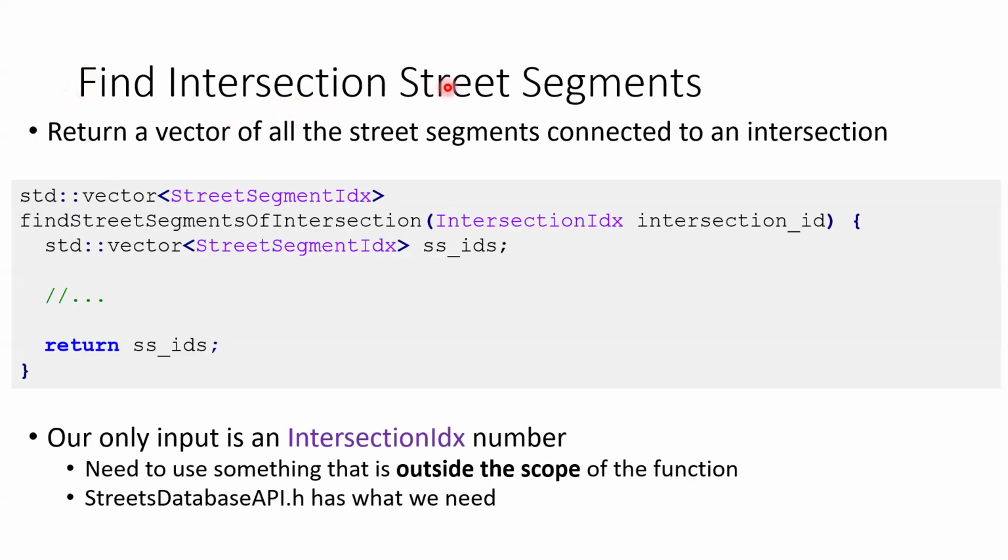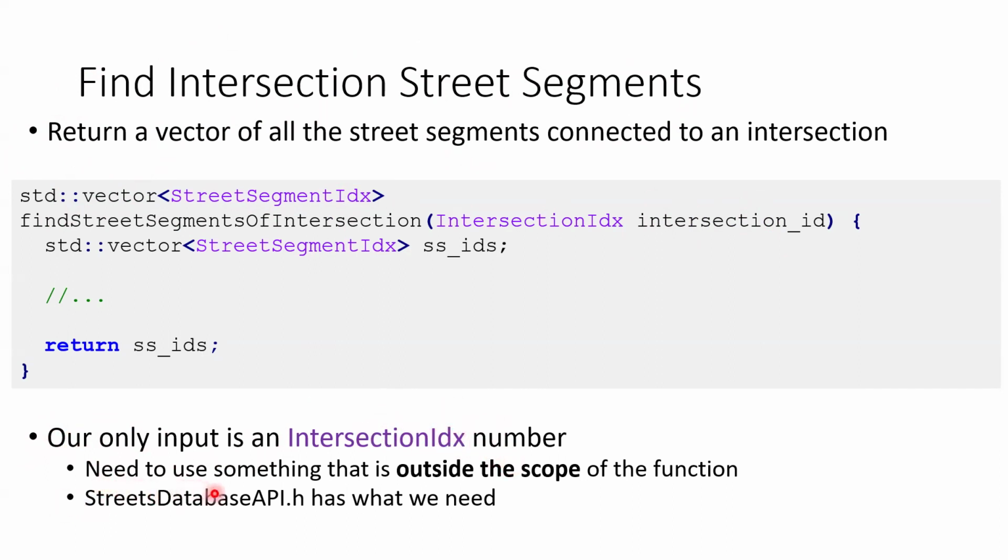Find intersection street segments. This is the example that we'll be covering in this tutorial. In the header file, the comment should tell you what this function does. It returns a vector of all of the street segments connected to an intersection, given the intersection ID. And it returns a vector of street segment IDs. So in here, our only input is the intersection index number.